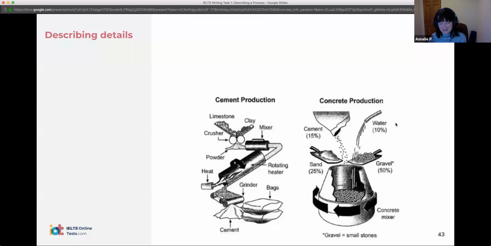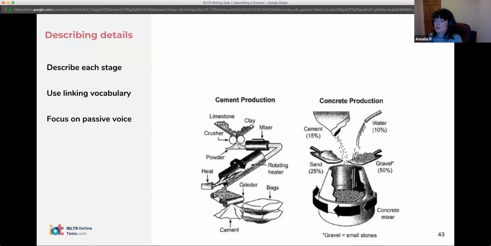Let's now look at the body. In the body, remember, we give the actual key details. One of the very important pieces of vocabulary or linking information is to show where each of the stages is. So when you move from one stage to the other, have some kind of phrase to show that this is a movement from one step to the next. As we said before, make sure that you're using the passive voice here because this is a man-made process, so it's all going to be in the passive.